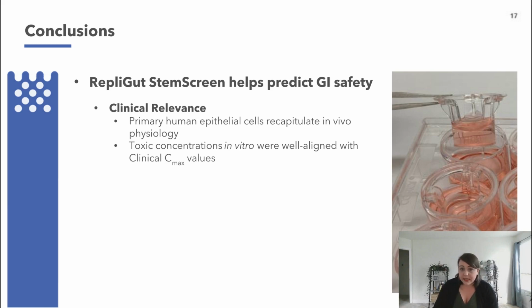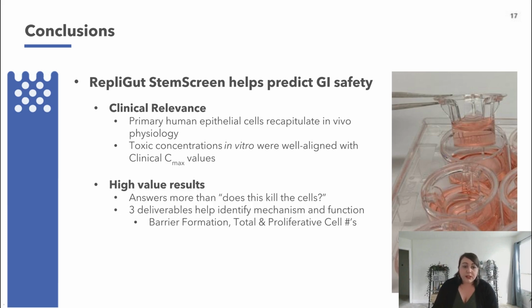And this was using a test set that was unbiased and really well received in the field. The results that I showed here are very high value. I think it's important that a platform can answer, does this kill the cells? We want more than that out of a platform. And so the three deliverables that we identified do help to identify the mechanism and the function. So looking at, does this compound cause defects in barrier formation and total and proliferative cell number?